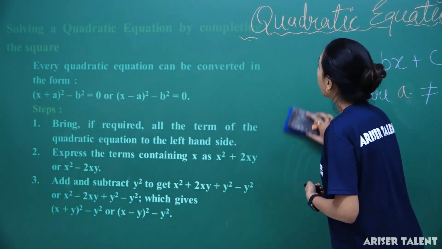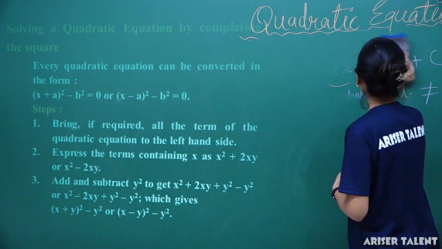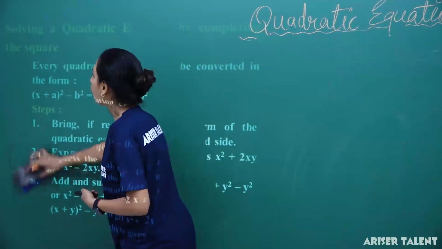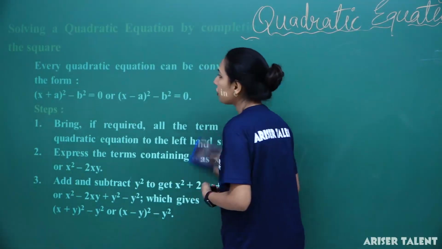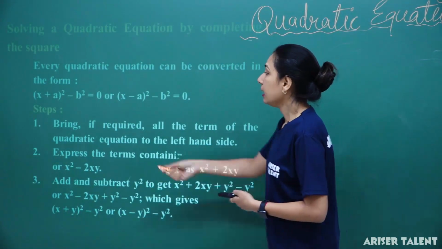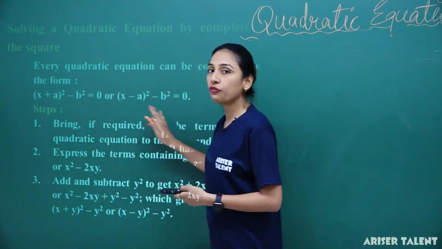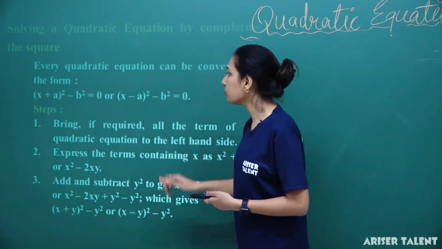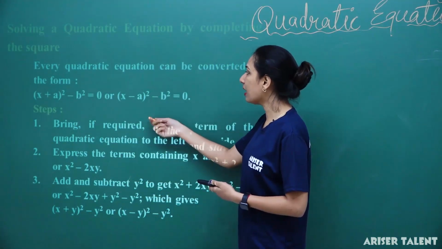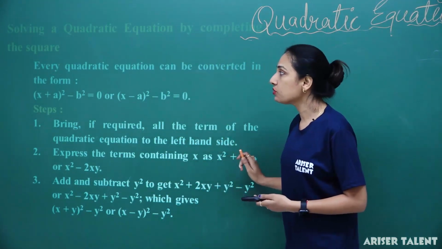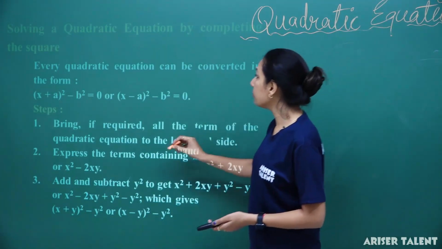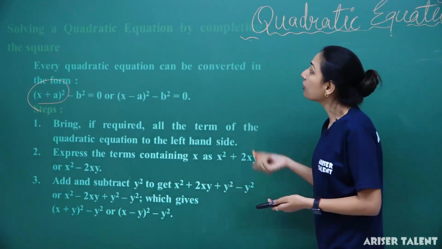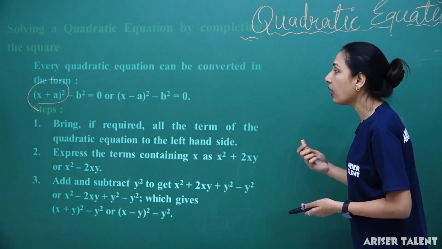Now, solving a quadratic equation by completing the square. Okay, after that we moved to that part, how can we solve a quadratic equation by completing the square. x plus a, this is the format we have to deal with. x plus a whole square minus b square equals to 0, or x minus a whole square minus b square equals to 0. So we are basically reducing it in this square format. So this is known as solving a quadratic equation by completing the square.